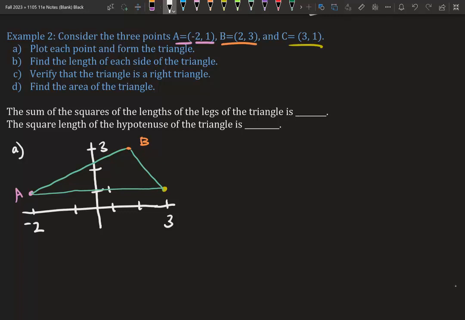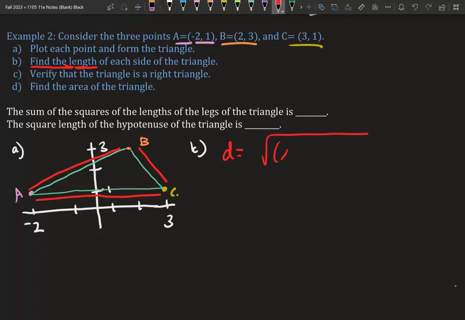Let's do part B. So part B says to find the length of each side of the triangle. So what is that actually asking? I'll tell you. So if we just, please don't draw this unless you have a tablet because I can erase. It wants us to find A to B, B to C, and A to C. So it wants us to find a distance from A to B, distance from B to C, and distance from A to C. So finding the length is actually saying to find the distance. You want to find the distance between each of the points.